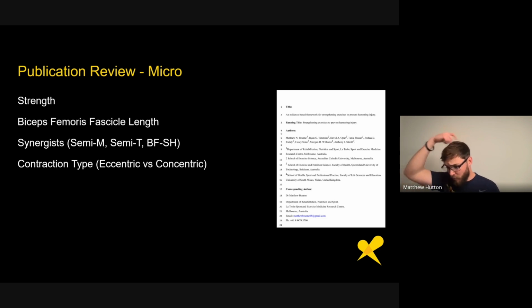And the stat that I wrote down was that eccentric actions, especially for the Nordic, increased the fascicle length by I think 20%, and the concentric decreased the length by about 8%, if I remember correctly. So depending on what you're trying to do, if you're trying to promote length as an injury prevention mechanism, then you probably want to focus on some kind of eccentric action, whether that's an eccentric prone hamstring curl or a Nordic exercise.